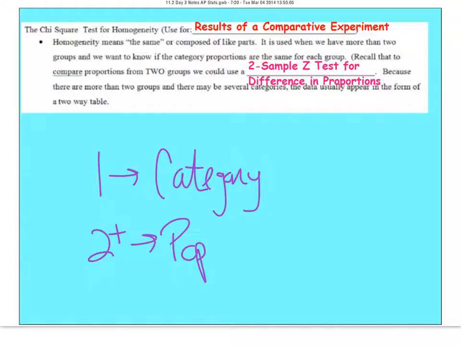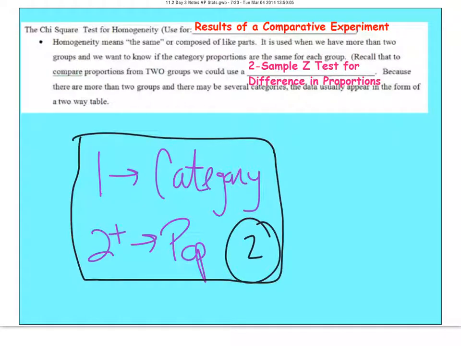Well, you guys, in Chapter 10, we just got done comparing proportions from 2 groups. We did the 2 sample z-test for difference of proportions. So there will be times if you read a problem and it reads like one category and it's exactly 2 for the population, you will have a choice. You could actually do the chi-square test for homogeneity, or you could do the 2 sample z-test for difference in proportions. The AP board is not going to care which one you do as long as it's done adequately and the conclusion is made properly.